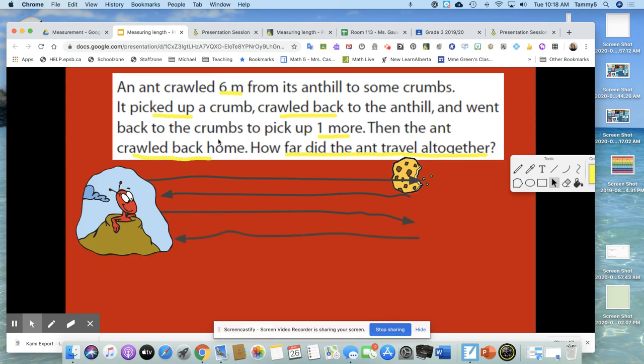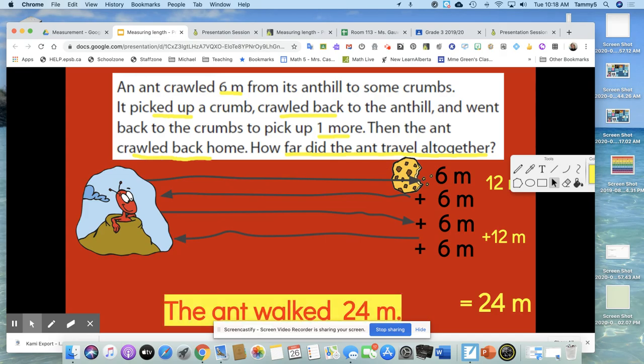So we know the distance is 6 meters from its anthill to the crumb. So we have basically 6 meters plus 6 meters plus 6 meters plus 6 meters for a total of 12 plus 12 is 24 meters. So we write the sentence, the ant walked 24 meters altogether.